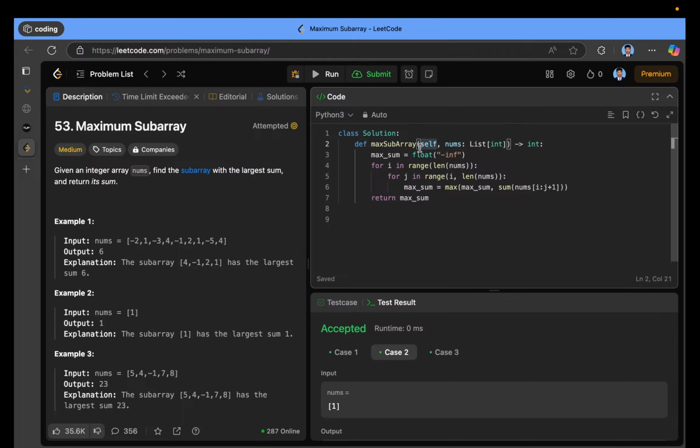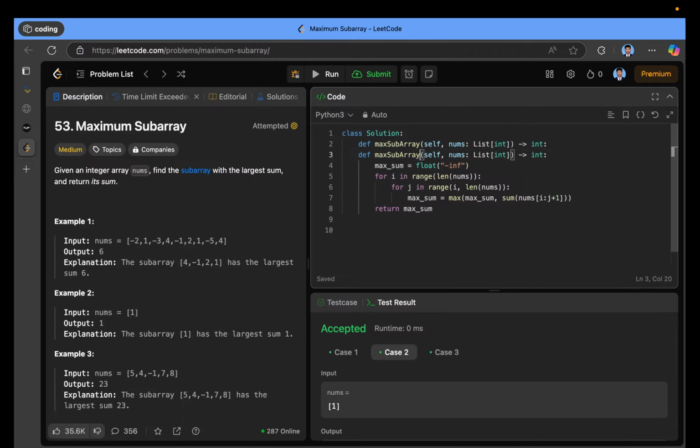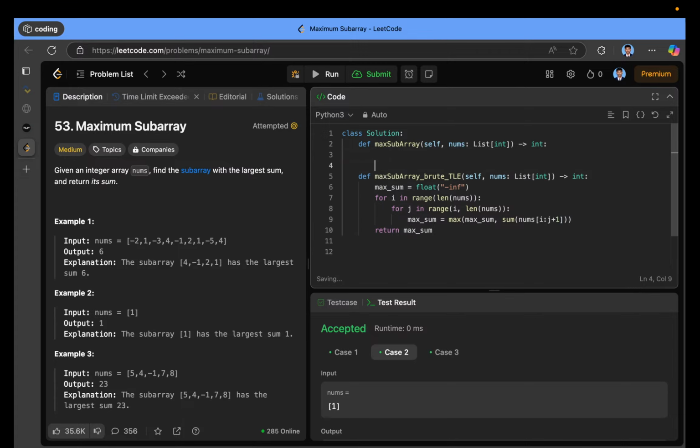Do that. What was the shortcut to this? Brute force and TLE. Let's write a new solution.